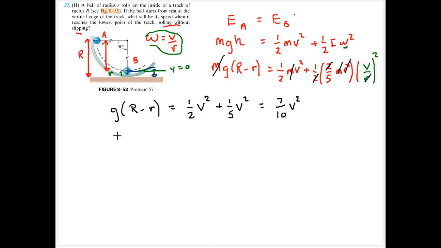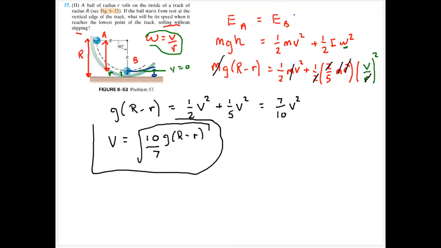I'm solving for velocity, so I simply write that velocity is equal to 10 times gravity, big R minus little r, don't forget the 7 in the denominator, and take the square root of this. So here I have come up with an expression for the velocity at the lowest point in the track rolling without slipping.